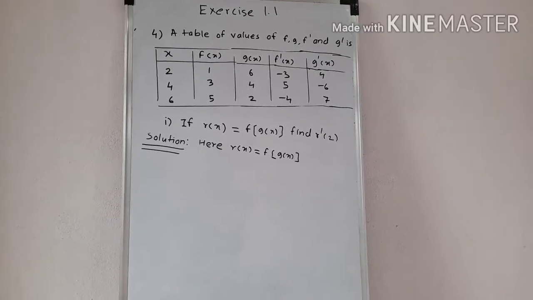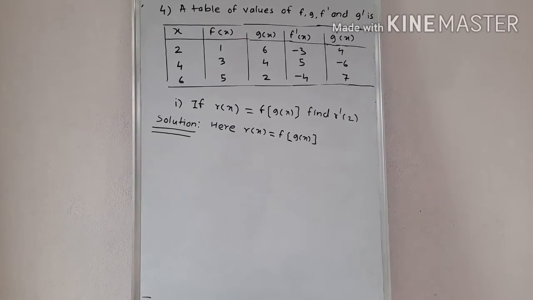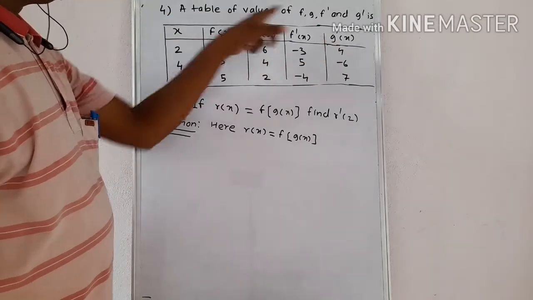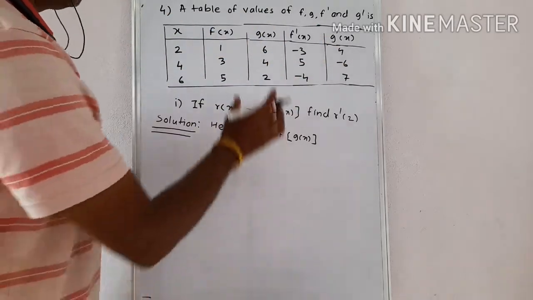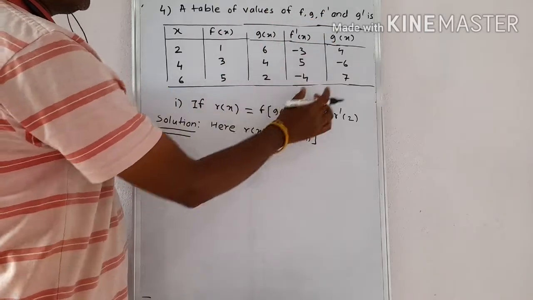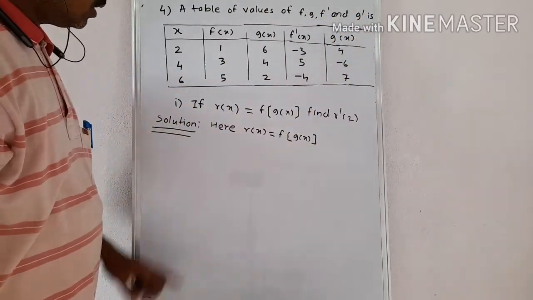Exercise 1.1 in derivative. Four type example is, in four type example a table is given. In this table formulas for functional values and functional values for their derivatives is given.